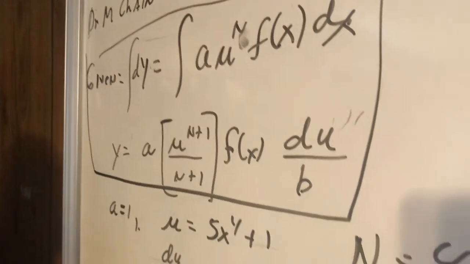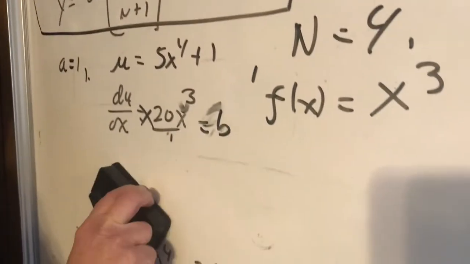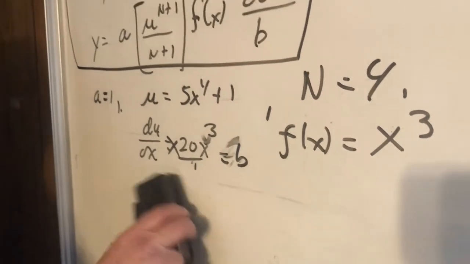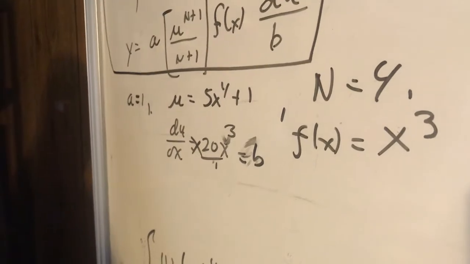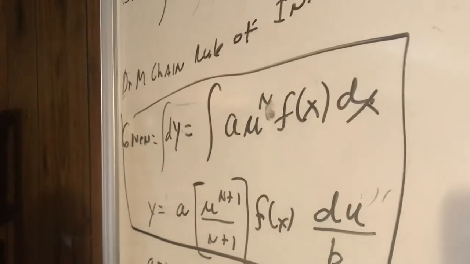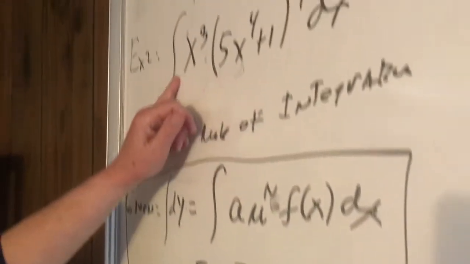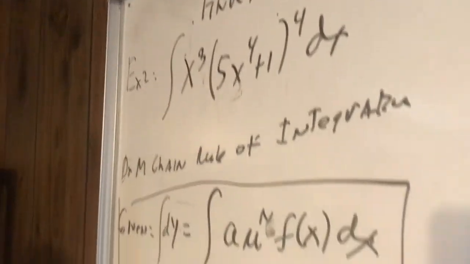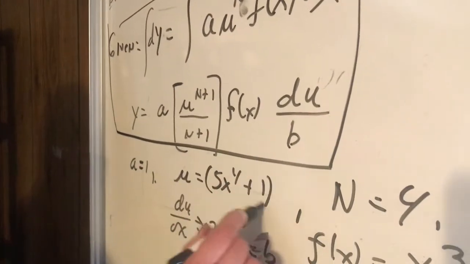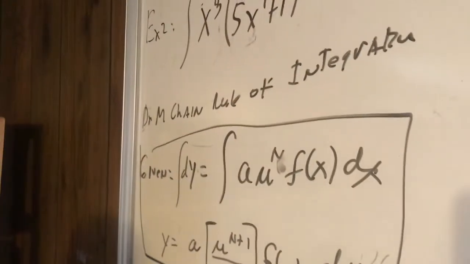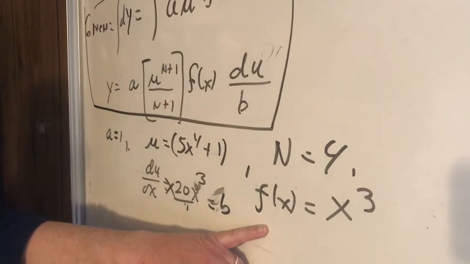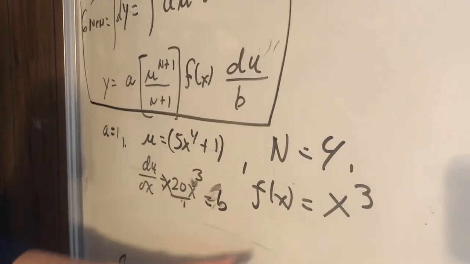Now notice I don't need this step anymore. Okay, well yes I do, but I don't have to calculate it. So let's see what I need for my rule. I need a. Well, a is 1 here. There's no number in front of any of these. u is 5x to the fourth plus 1. n is the power, that's 4. n plus 1. f of x is x cubed.